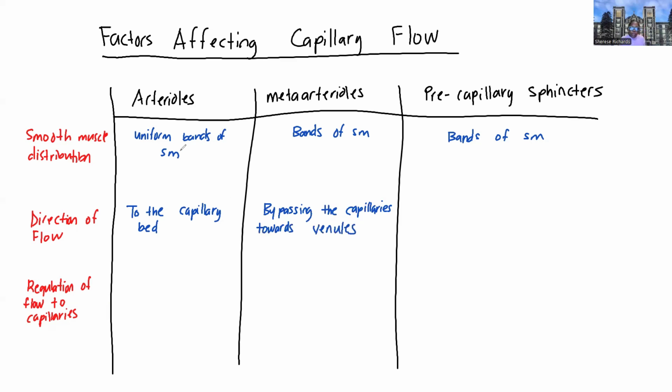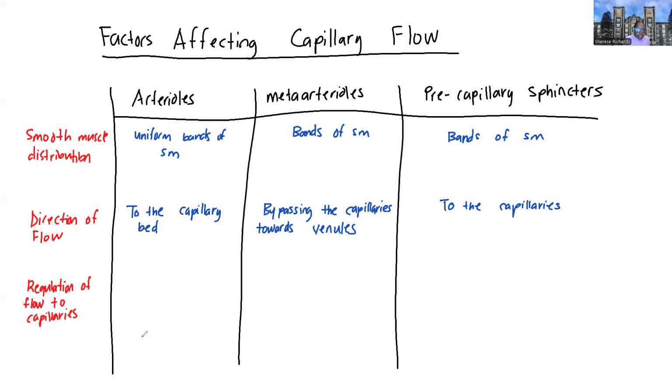Arterioles are going to shunt towards specific capillary beds, larger complex networks of capillaries, but within a capillary bed, meta-arterioles bypass those specific capillaries and go towards venules. And then precapillary sphincters, similar. It's going to be flow toward the capillaries. And again, these are within a capillary bed.